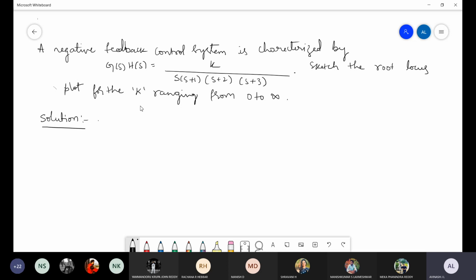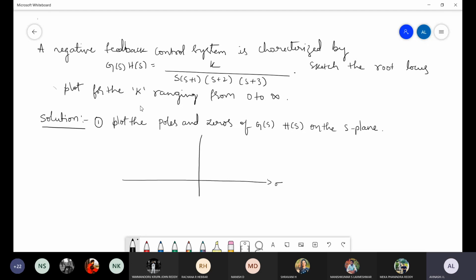Solution, step number 1. What is step number 1 saying? Plot the poles and zeros of g of s into h of s on the s plane. Plot the poles and zeros of g of s into h of s on the s plane. That is the first thing. Now if I plot it, it will come like this.